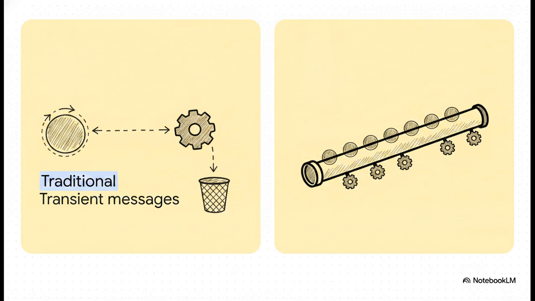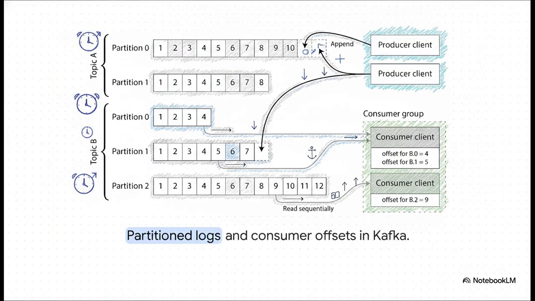Log-based message brokers fundamentally shift this paradigm. They use append-only shards to durably store messages on disk. They retain them just like a database would, rather than throwing them in the trash. When you look at how a log-based broker, like Apache Kafka, for example, actually works, it's pretty brilliant.